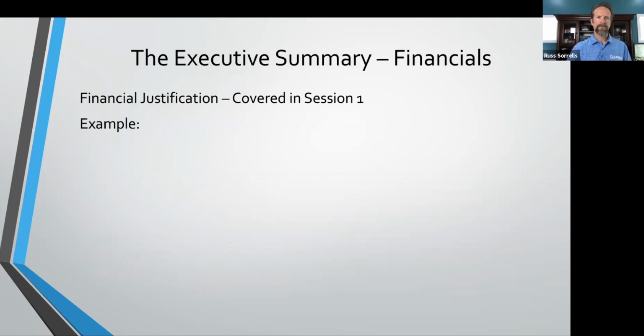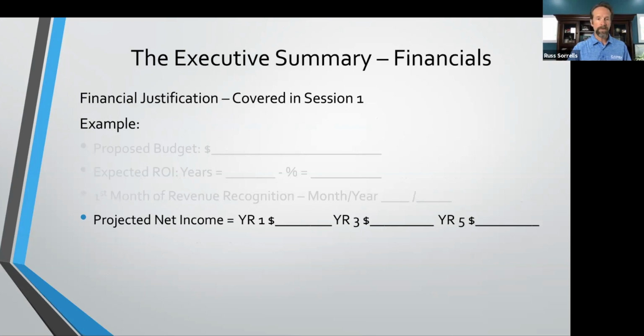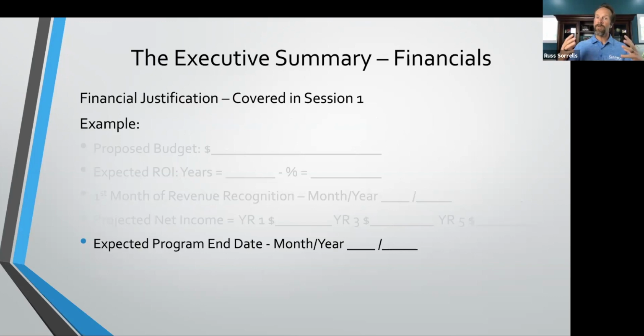So here's another one, financial justification. So we want to make sure that we've got our financials in here. So here's just some highlights that we want to put in. What's the proposed budget for this? What is the expected ROI? So the first month of revenue recognition, when are you going to start making money with this new program or project that you're launching? The project net income, year 1, year 3, year 5. What's the return? What's the benefit? Again, we're talking about revenue growth and profitability. That's what your executives are really interested in and looking for. Obviously, safety is the number one thing, but other than that, it's revenue growth and profitability, efficiency.